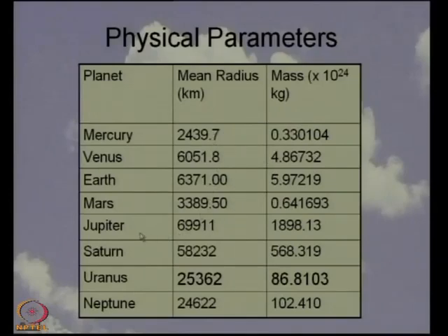and there is a drastic jump once you go to Jupiter. Similarly, the mass here, these are around of the order unity, whereas here suddenly there is a big jump, it becomes 1000. Okay, and the values here are much larger.